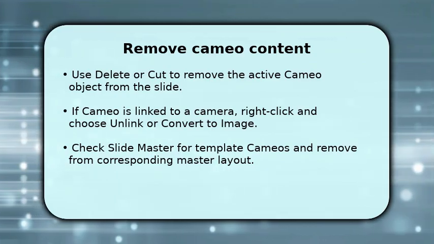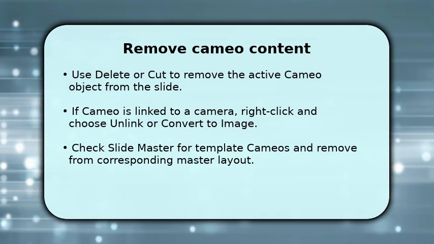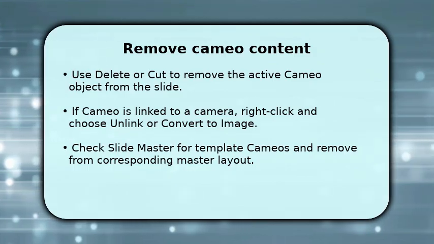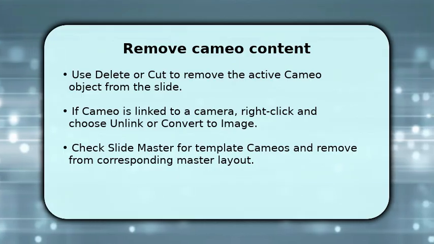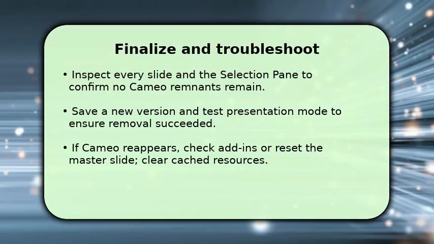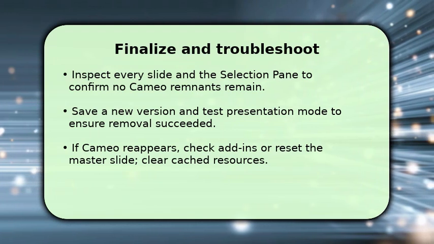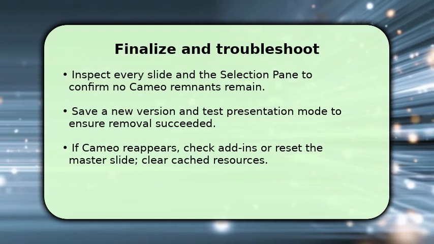Once done, inspect the slide master and all related layouts. Cameos often persist at the master level. If found there, delete from the master to prevent recurrence across slides. Finish by reviewing every slide and the selection pane to ensure no hidden Cameo layers remain.